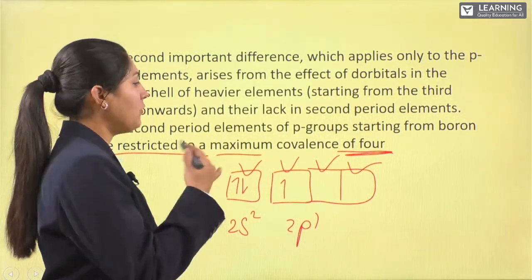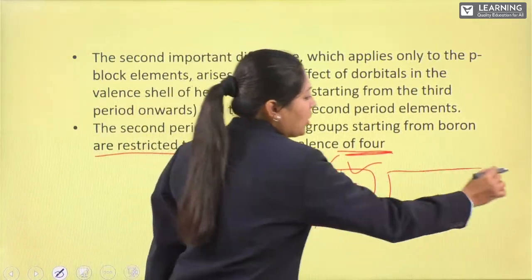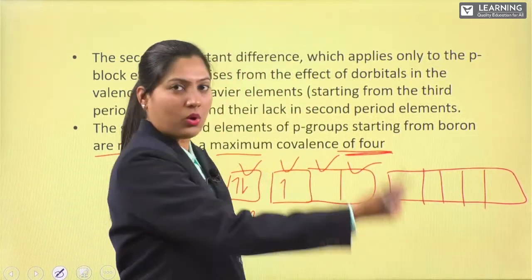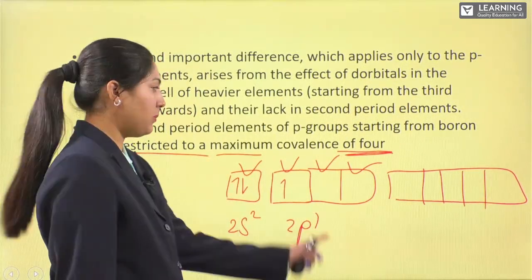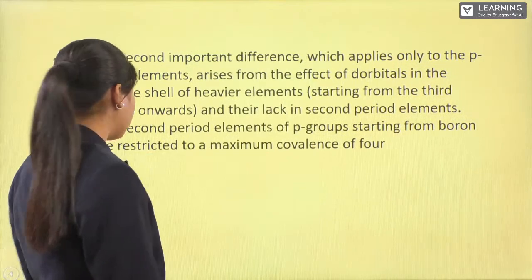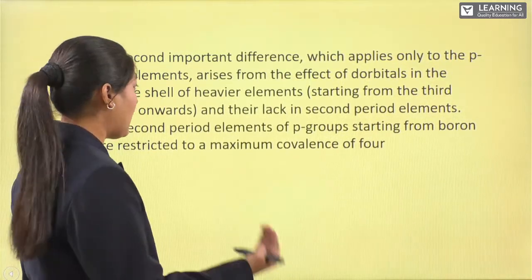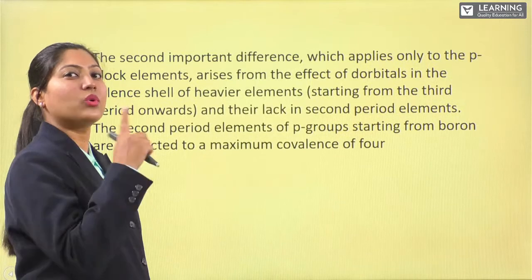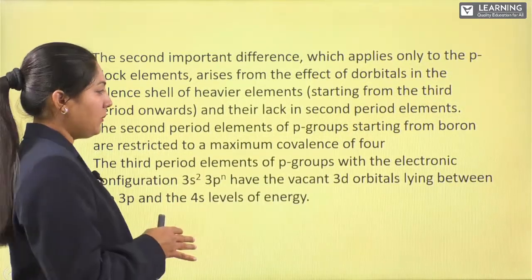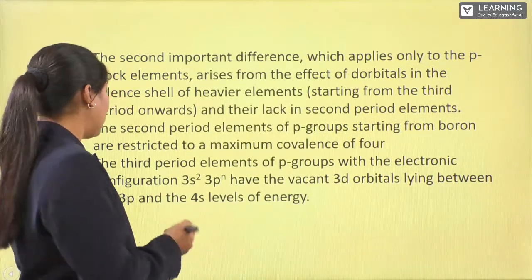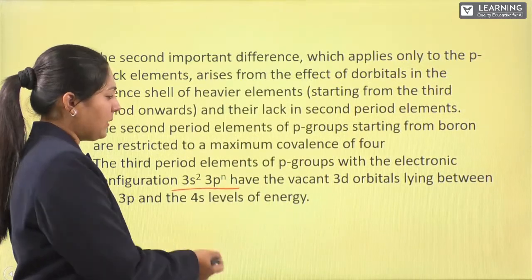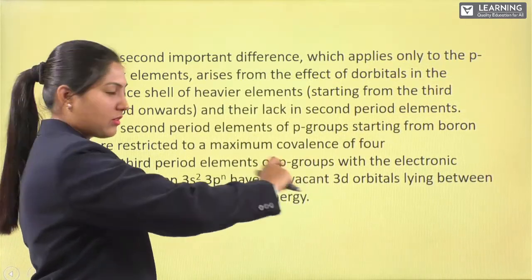But if you see for other elements, heavier elements, we also have d orbital there. So these 5 also add up and they can have 5 plus 4, 9 as a covalency, but it is not possible to have 9 covalency as we have only 8 electrons in the outermost orbital. The third period elements of P group with the electronic configuration 3s2, 3np, means the third period.